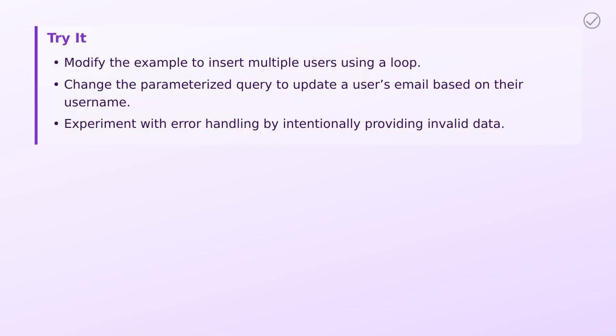Now put what you've learned into practice. First, modify the example to insert multiple users using a loop. Also, change the parameterized query to update a user's email based on their username. Finally, experiment with error handling by intentionally providing invalid data.